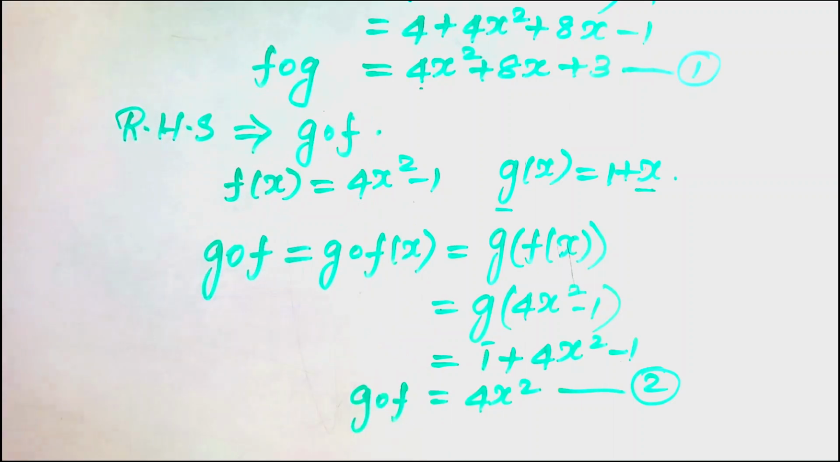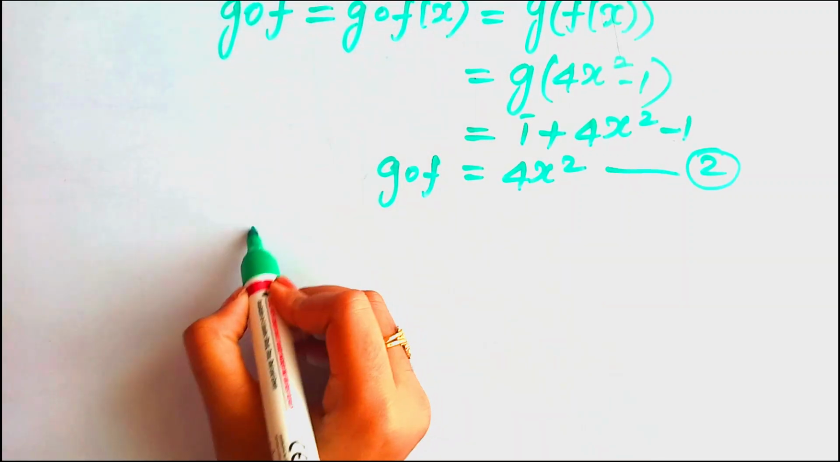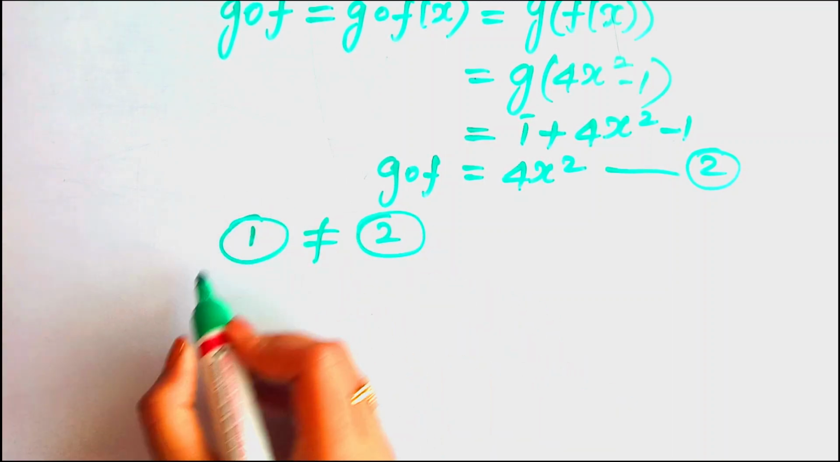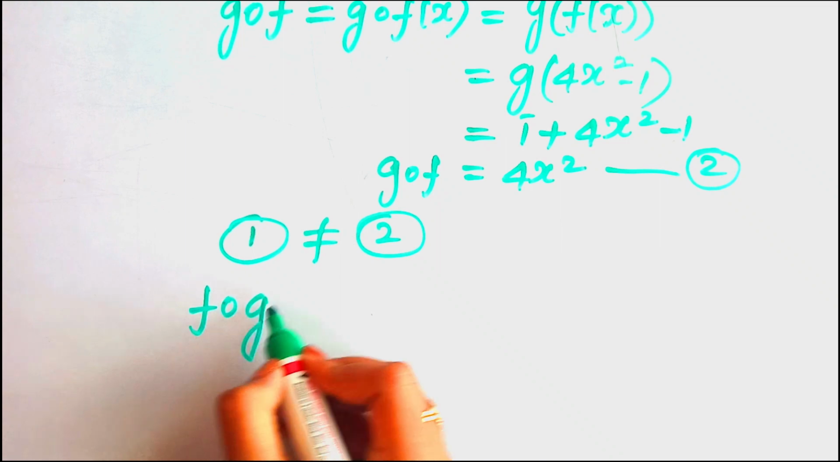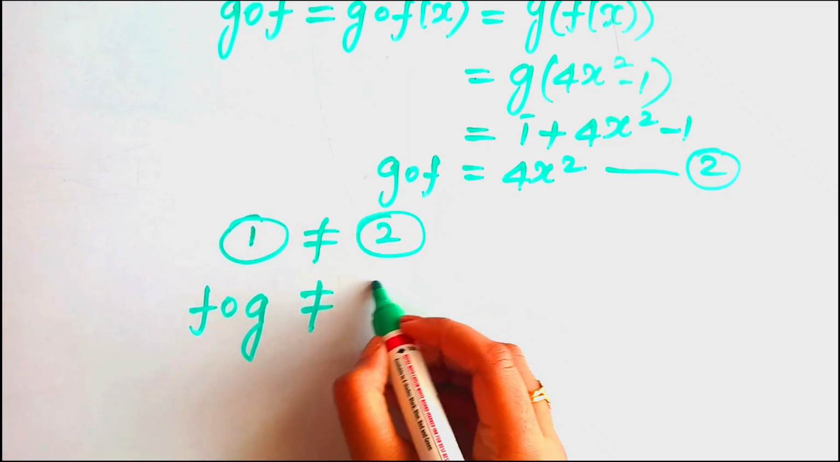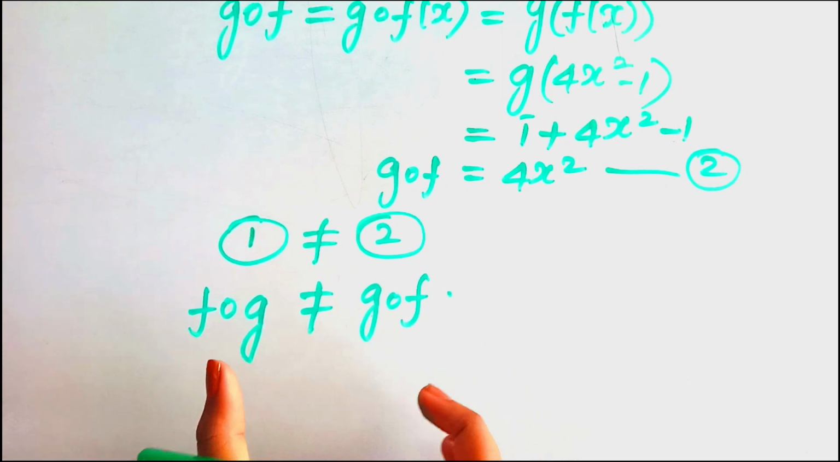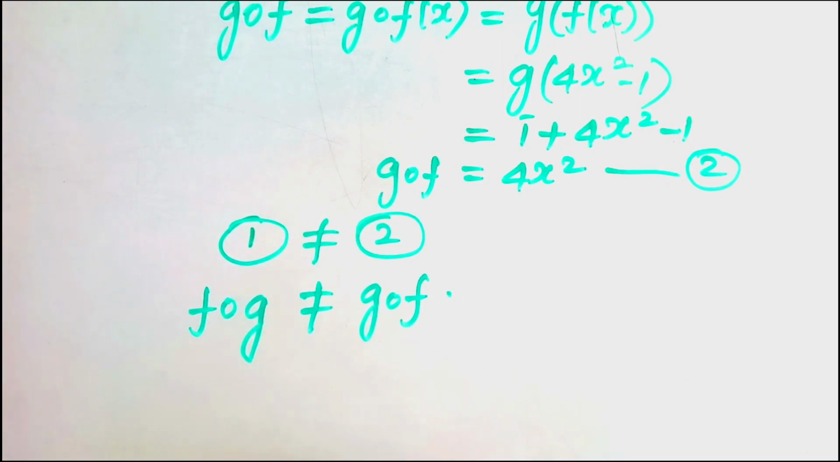So these two equations are not equal, so you can write that equation 1 is not equal to equation 2. What is equation 1? Our f dot g is not equal to equation 2, which is our g dot f, right? So therefore we have checked whether f dot g is equal to g dot f or not, right? Now for the fifth subdivision, the answer is not equal.